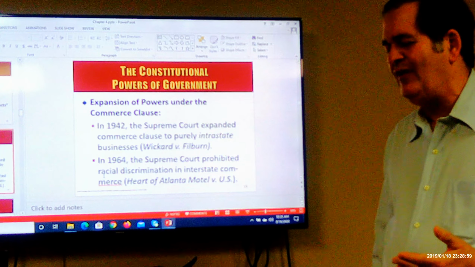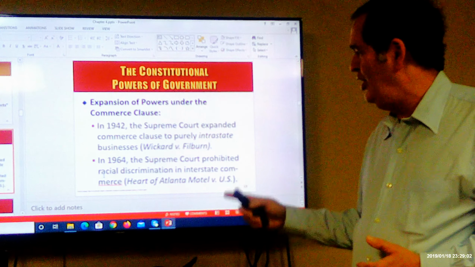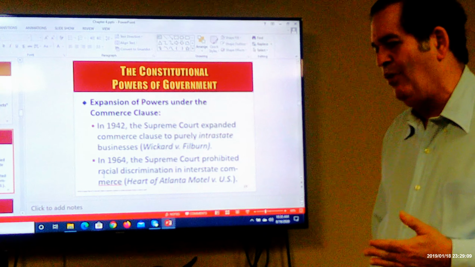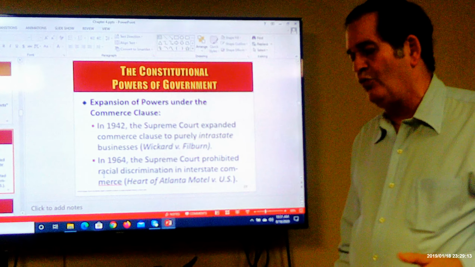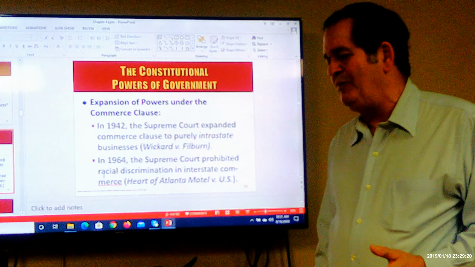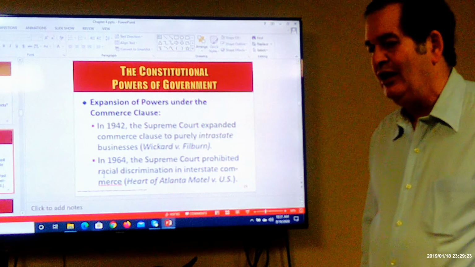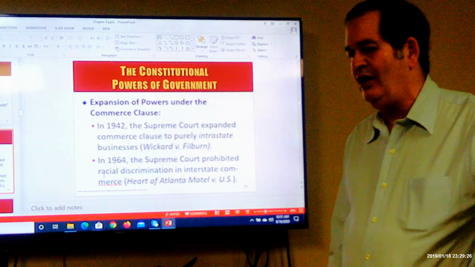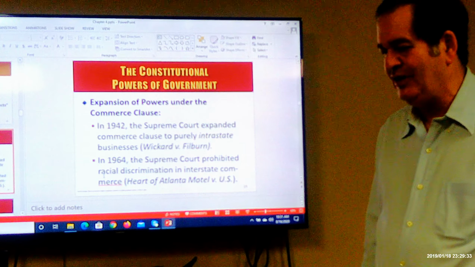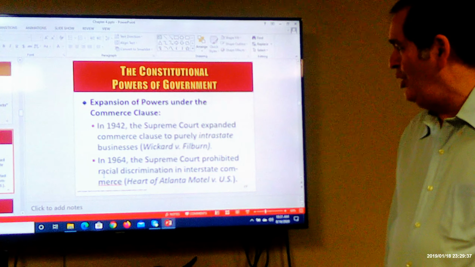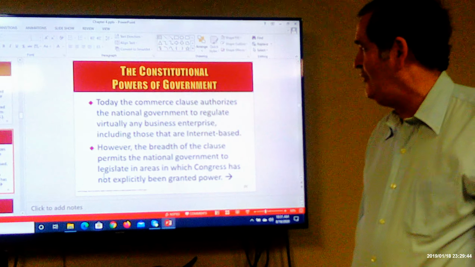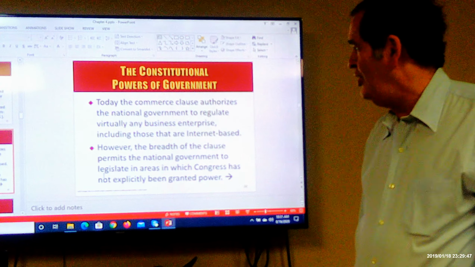And the facts of the case, if I recall correctly, were that it was the restaurant in the Heart of Atlanta Motel that was involved, and the issue was that everything that they bought for the restaurant and all the people that worked for it were all within the state of Georgia. And so they argued that there was no effect on interstate commerce. But the Supreme Court said no, there's an indirect effect because if you segregate, you're not going to get customers from out of state. Your products, there's something always in those products that has some interstate effect, etc. So that's basically it. Okay, so today the Commerce Clause authorizes the national government to regulate virtually any business enterprise, including those that are internet-based.